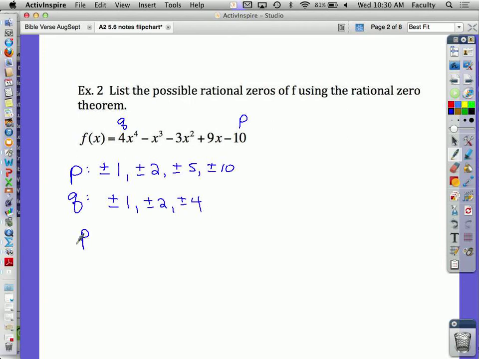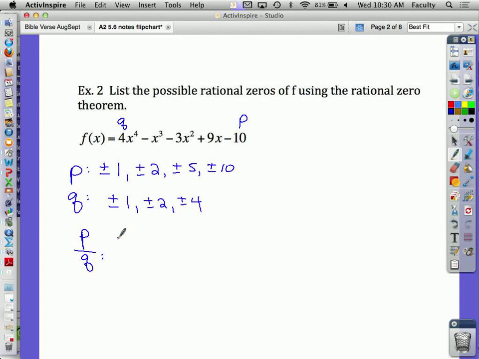Now, when I do P divided by Q, you actually have 2 options. The way I do it is I take every P value and I divide by the first Q, and then I take all the P's divided by the second Q, and all the P's divided by the third Q. That's how I see it. Some students will take the 1 divided by 1, 1 divided by 2, 1 divided by 4. And then they take 2 divided by 1, 2 divided by 2, 2 divided by 4. 5 divided by 1, 5 divided by 2. However you see it, it doesn't matter.